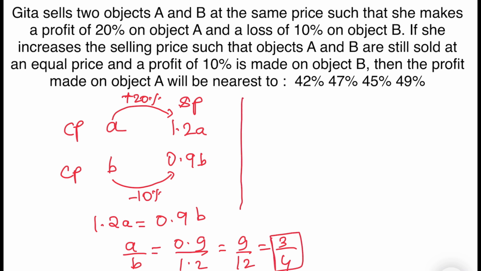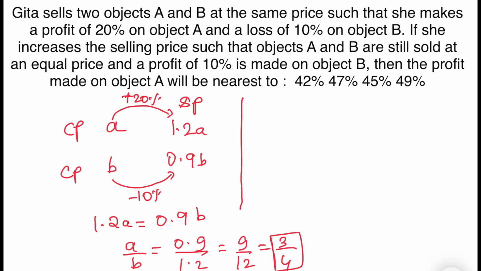If she increases the selling price such that objects A and B are still sold at an equal price, meaning she is now again changing the selling prices such that the selling prices of A and B are still equal and a profit of 10% is made on object B, then the profit made on object A will be nearest to.